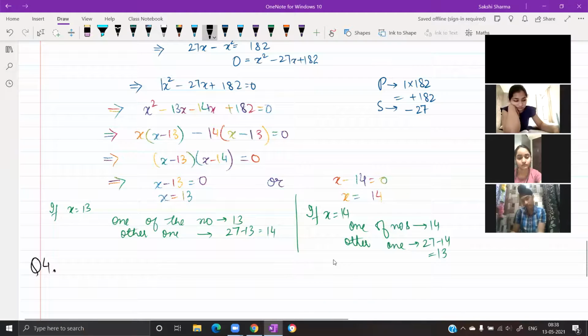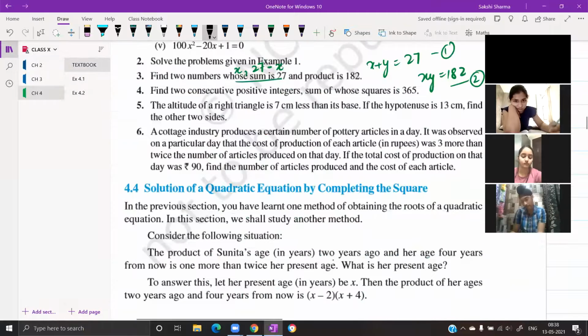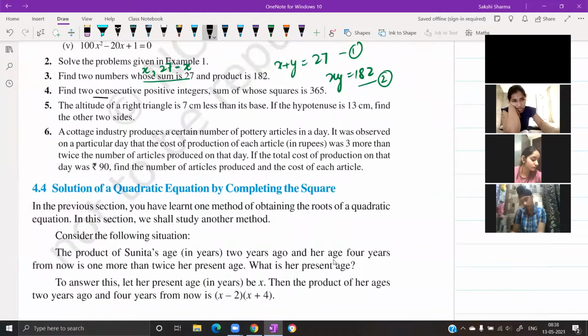Question number 4. Find two consecutive positive integers, sum of whose squares is 365. You want to write down two consecutive positive integers. Simply consecutive integers. X and x plus 1. We want to write down the sum of the squares of these two. X square plus (x plus 1) whole squared equals to 365.